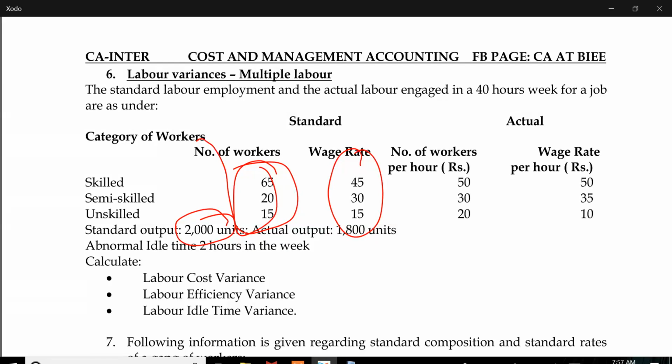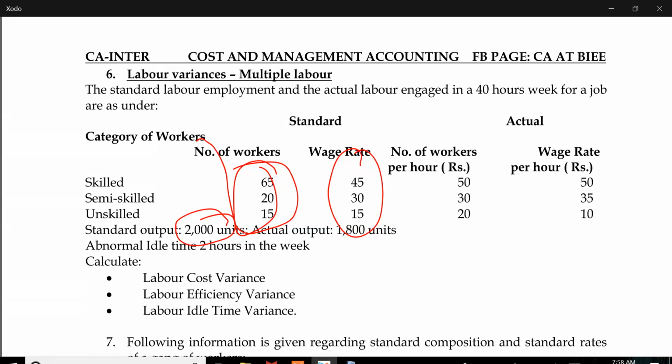4000 hours is equal to 2000 units. How 4000 hours? 40 hours, 100 people. So they will work for 4000 hours. I told them that you work for 4000 hours and produce 2000 units. Now they are saying we have produced only 1800. If you have produced only 1800, I cannot give you 4000 hours. I'll give you lesser time. I gave you 4000 hours to produce 2000 units.